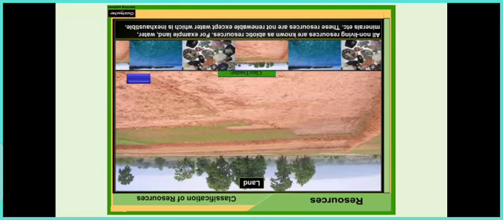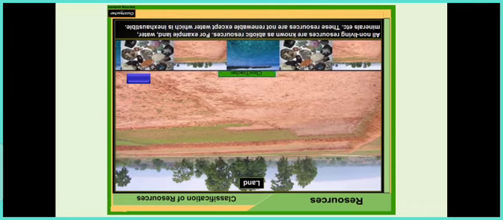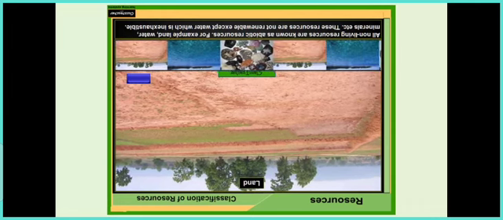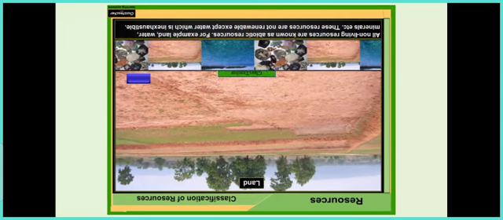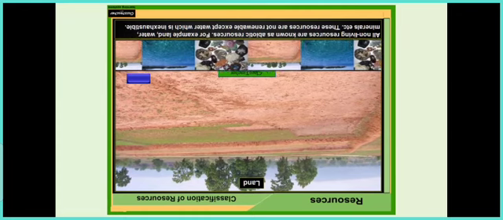Abiotic. All non-living resources are known as abiotic resources. For example, land, water, minerals, etc. These resources are not renewable except water, which is inexhaustible.